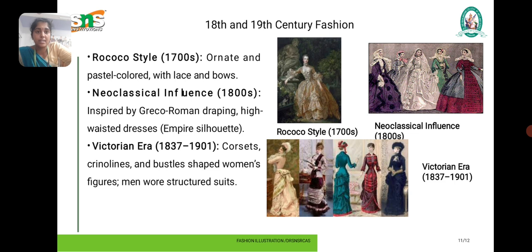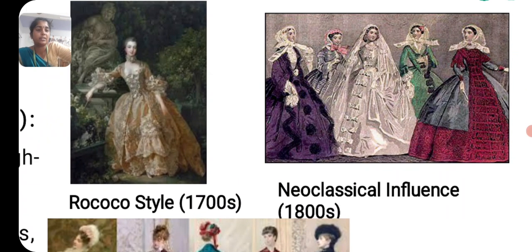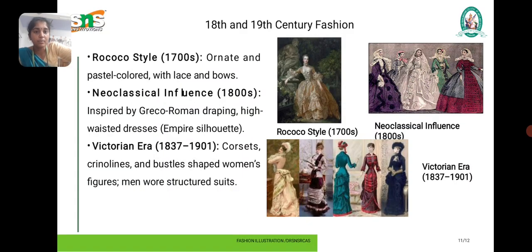Neoclassic influences. Inspired by Greco-Roman draping. In the earlier video we saw that the Greeks and Romans had different draping styles. Collaborating with those draping styles, high-waisted dresses like Empire silhouettes were mainly used, and many draping styles were included using the high waist.